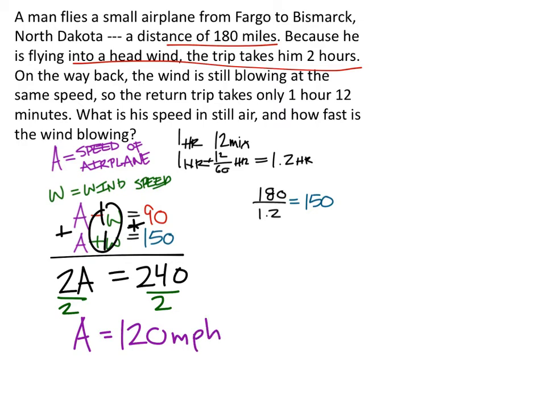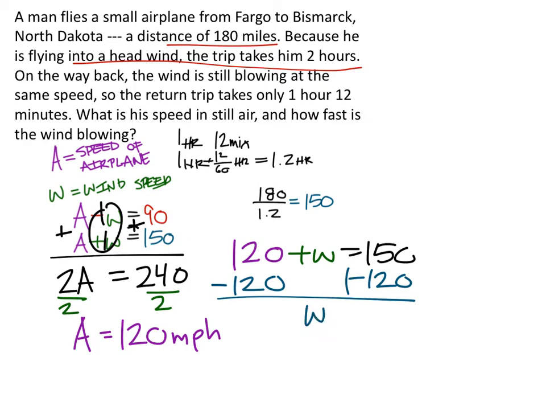All right, well, if this airplane was going 120, then we can replace it into one of the two equations. I'm going to use plus w, which was equal to 150, and just solve this, right? So I'm going to subtract 120 from both sides. And I see the speed of the wind, which is 30 miles per hour. And we see this works, right? 120 plus the 30 gives us the 150 miles per hour. And then the 120 minus the 30 gives us 90 miles per hour.